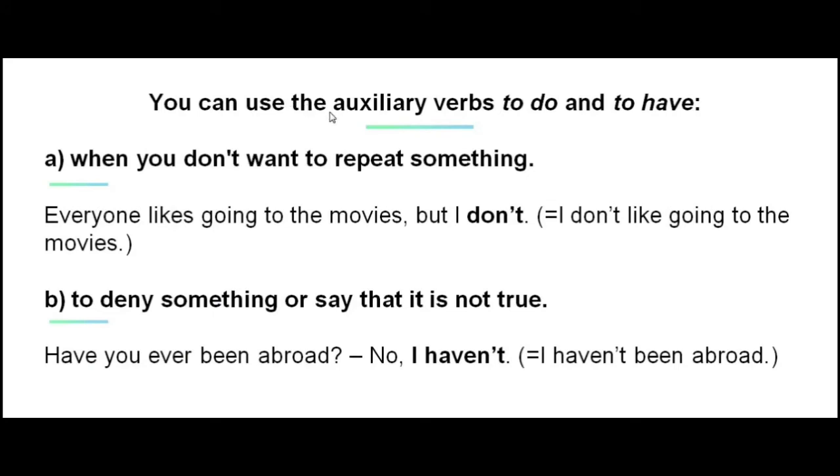Note that we can use the auxiliary verbs to do and to have when you don't want to repeat something. For example, everyone likes going to the movies, but I don't. Meaning that I don't like going to the movies. B, to deny something or say that it's not true. For example, have you ever been abroad? No, I haven't. Meaning that I haven't been abroad.